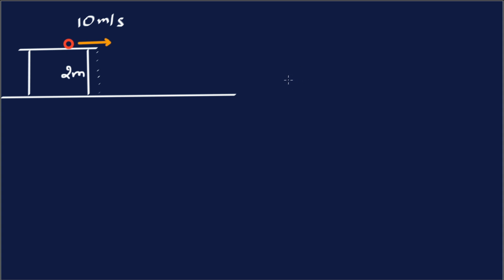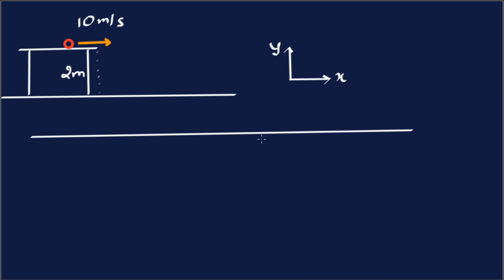So this is how we do the problem. As usual, set up a coordinate system. I'm going to take the x-axis to the right, and again I'm going to take the y-axis pointing upward. You can certainly take the y-axis pointing down, but I'm going to be consistent in all my problems and take the y-axis pointing up. Step 1, set up the coordinate system. Step 2, write down x and y separately.